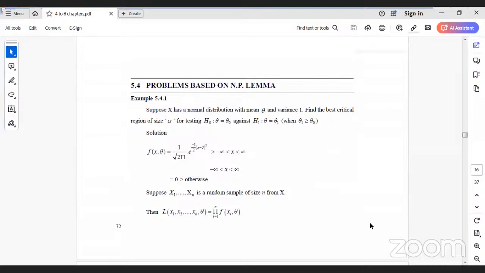Suppose x has normal distribution with mean theta and variance 1. Find the best critical region of size alpha for testing H0: theta is equal to theta naught against H1: theta is equal to theta 1, when theta 1 is greater than or equal to theta.